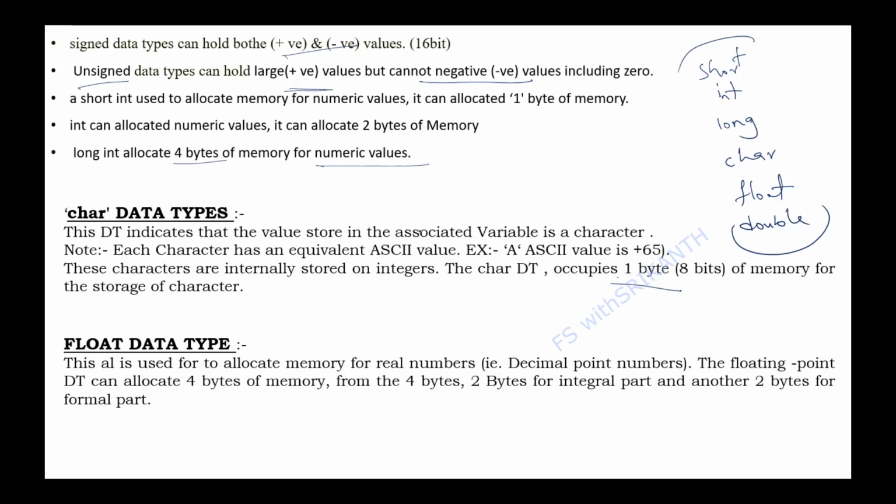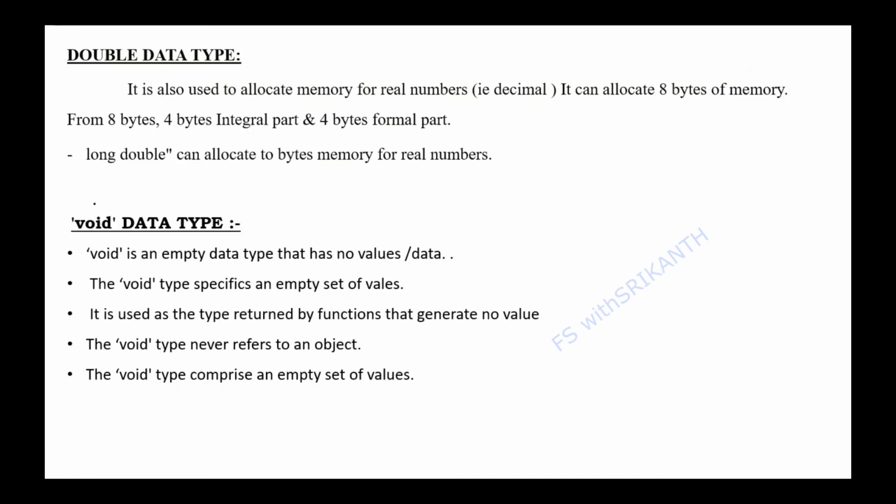Then the float data type: 4 bytes of memory. From the 4 bytes, 2 bytes for the integral part and 2 bytes for the fractional part. Next one, the double data type. Totally it allocates how many bytes? 8 bytes. From the 8 bytes, 4 bytes are for the integral part and 4 bytes for the fractional part.